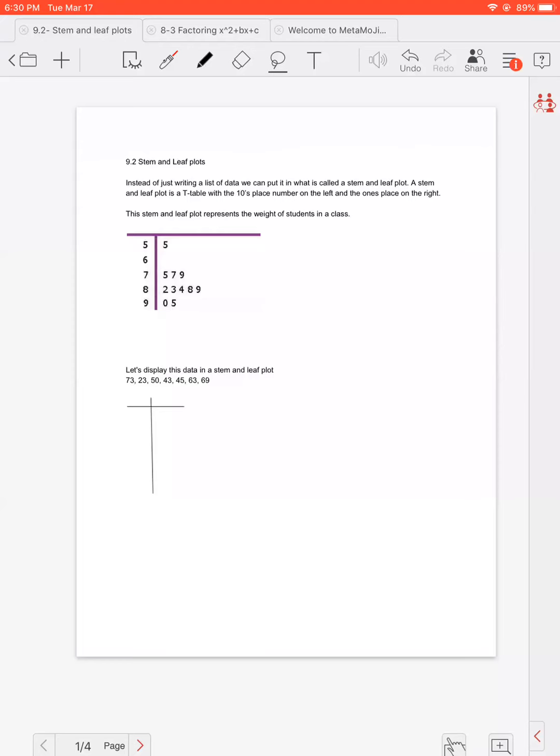Hi guys, welcome back. I'm trying a little bit different format, so bear with me as I work out some of the kinks. So this is 9.2, and we are starting stem and leaf plots.